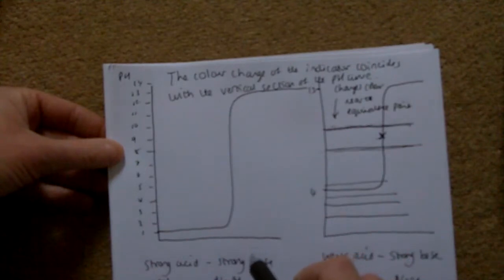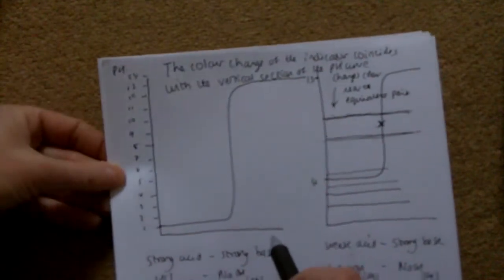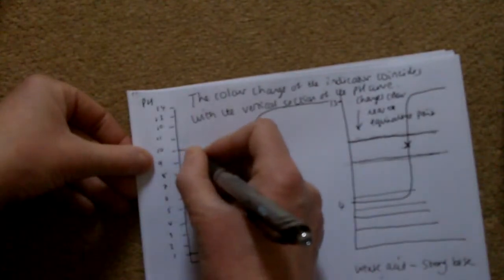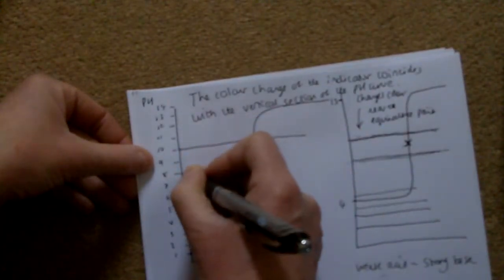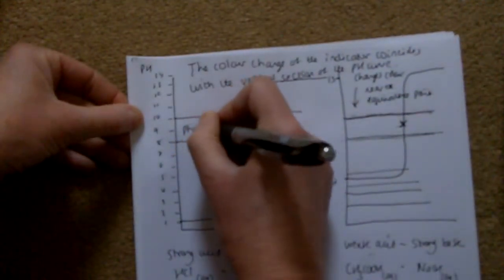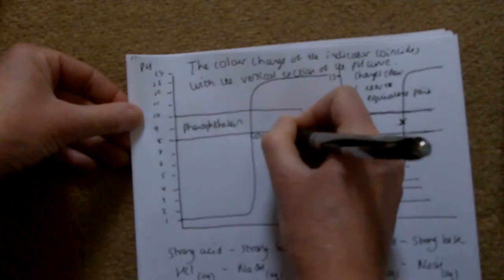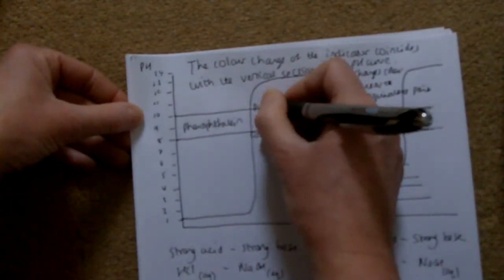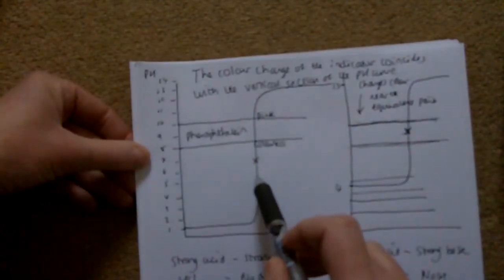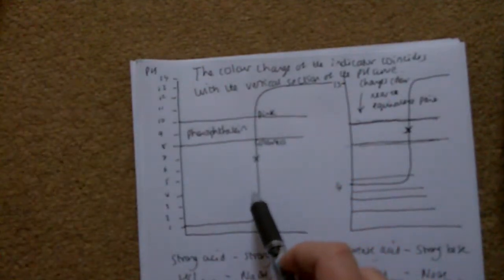There are two indicators that you need to know even without a table. You should know the indicator phenolphthalein. Phenolphthalein changes color high up, approximately pH 8 to pH 10. Up to pH 8 it'll be colorless, and then towards pH 10 it becomes pink. If this is the equivalence point of a strong acid and a strong base, phenolphthalein is still okay. You can use phenolphthalein as the indicator.